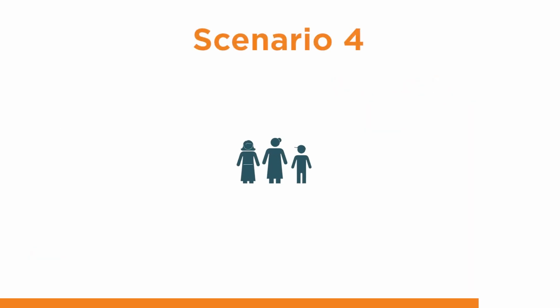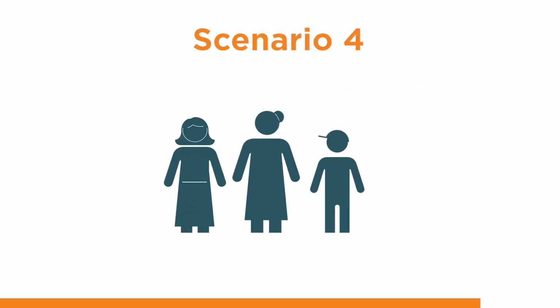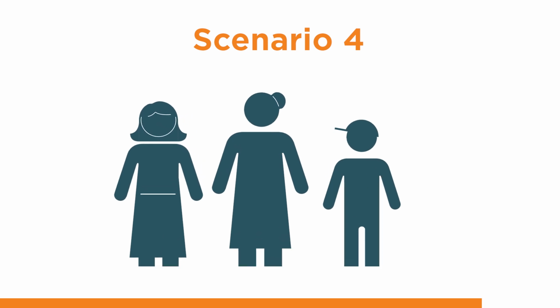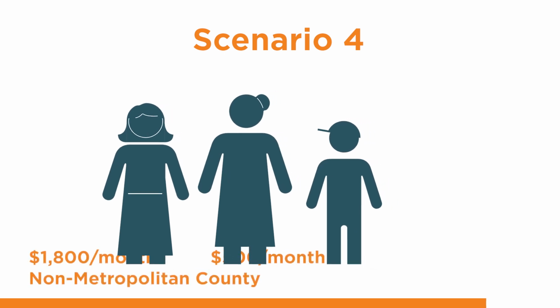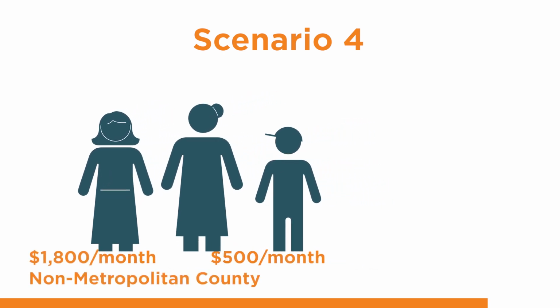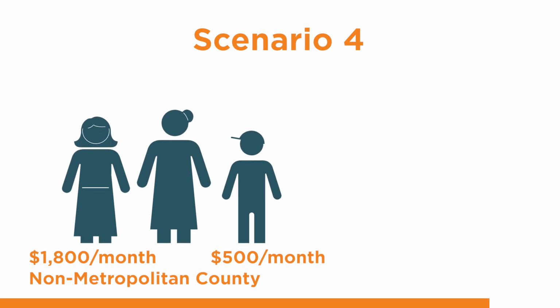Scenario 4. Anne is an in-school youth that lives in a house with 2 other individuals, her mother and her younger brother who is 12 years of age. They live in a non-metropolitan county. Anne's mother earns $1,800 per month and receives $500 per month for child support for Anne and her brother. Let us walk through this scenario.